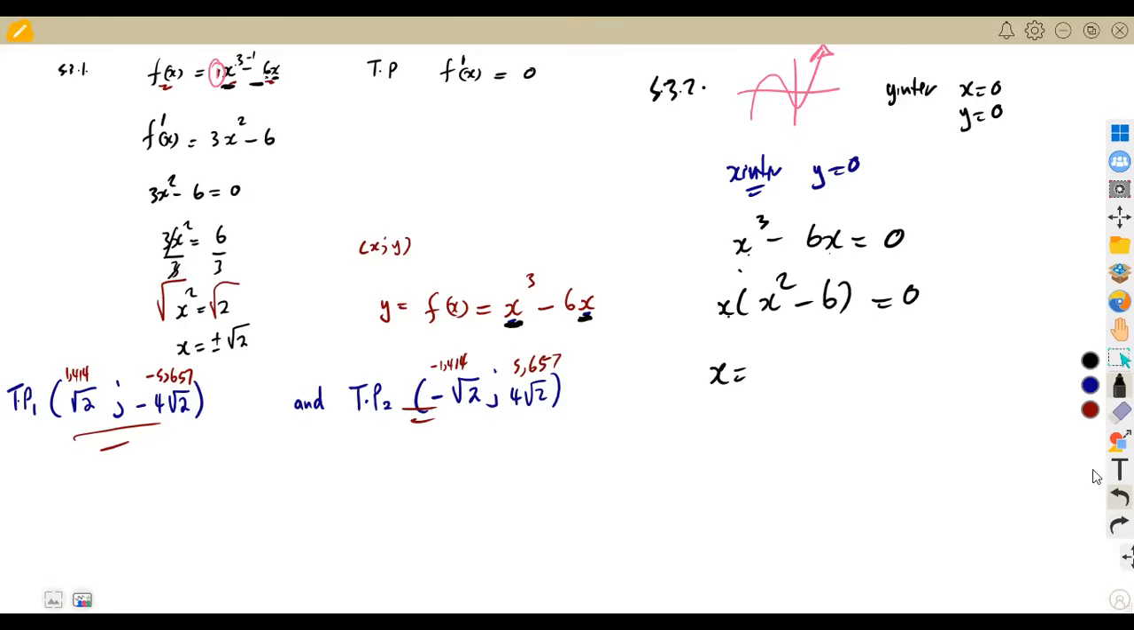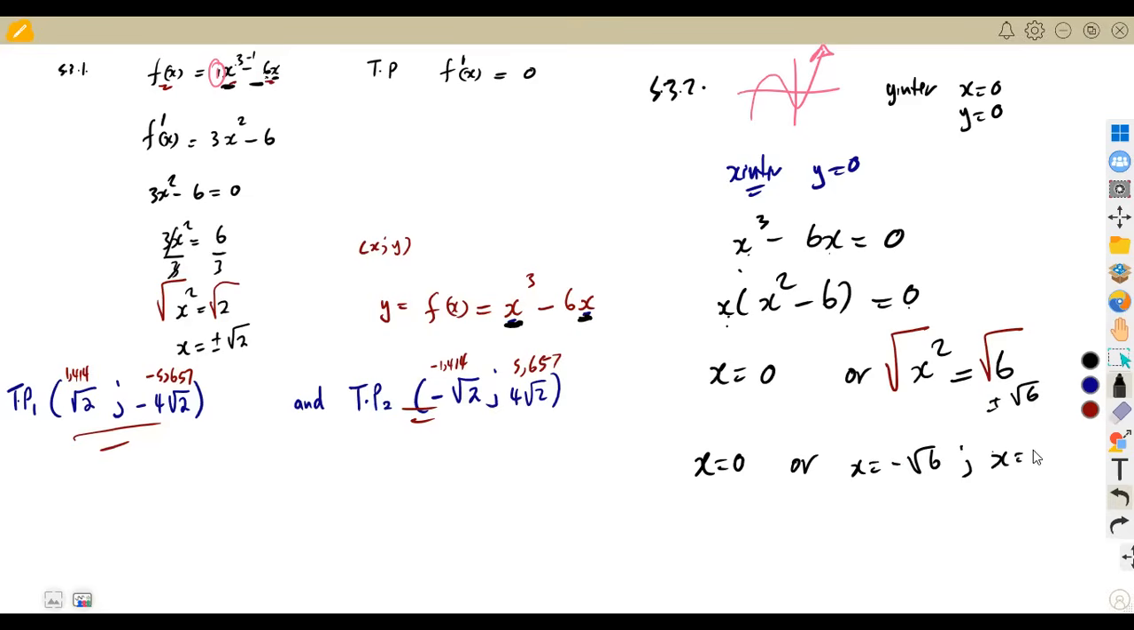So our solution is going to be x equal to 0, or the bracket of x squared minus 6 must be equal to 0. So x squared will be equal to a positive 6. In order for you to obtain x, you're going to introduce the square root. So therefore, x is equal to 0, or remember, the square root of any number is going to be plus or minus. We are going to have one solution of x being a negative square root of 6, another solution of x being a positive square root of 6.